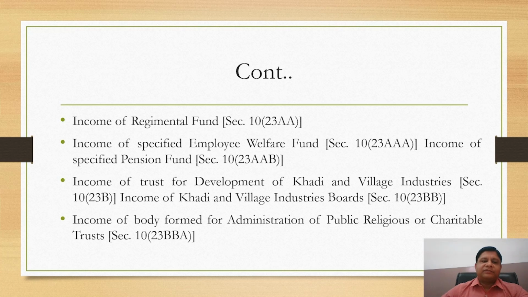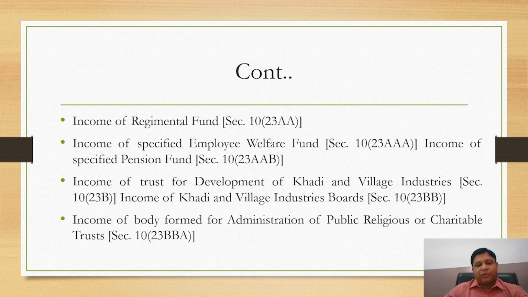Moving further, next income which is exempted from tax is income of regimental fund. Any income received by any person on behalf of any regimental fund or non-public fund established by the armed forces of the Union for the purpose of the past and present members of such forces or their dependents is fully exempted. Moving further, income of a specified employee welfare fund is fully exempted, income of a specified pension fund is fully exempted, income of trust for development of khadi and village industries is fully exempted, and income of khadi and village industries bonds is exempted.